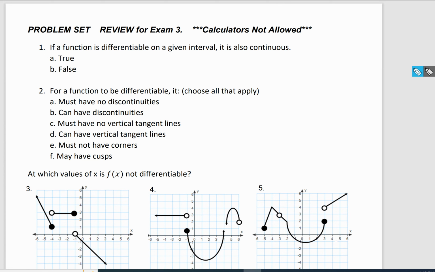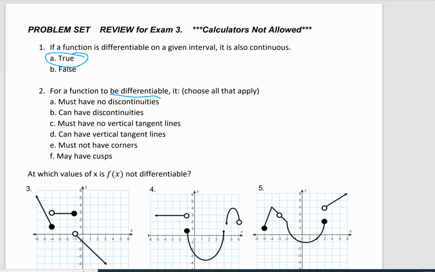You can't expect something to be differentiable anywhere it's not continuous. Okay, so if it's differentiable, it must be continuous.